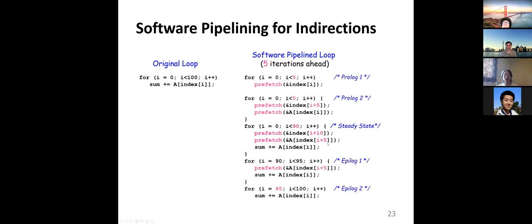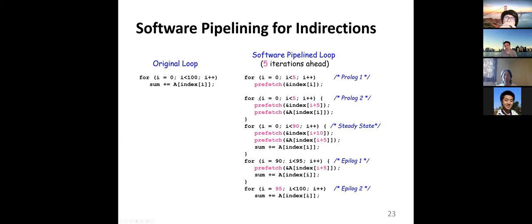How does that work? Let me explain. It looks really complicated, but it's not like that. Think about it. When I want to deal with that array, to get A of something, I need to have that index. But that index itself can miss in the cache, right? Because it comes from an array itself. So the way I deal with it, assuming 5 iterations in advance, is I first prefetch, in prologue 1, the 5 indices, similarly as before, as if that would be the only array here.